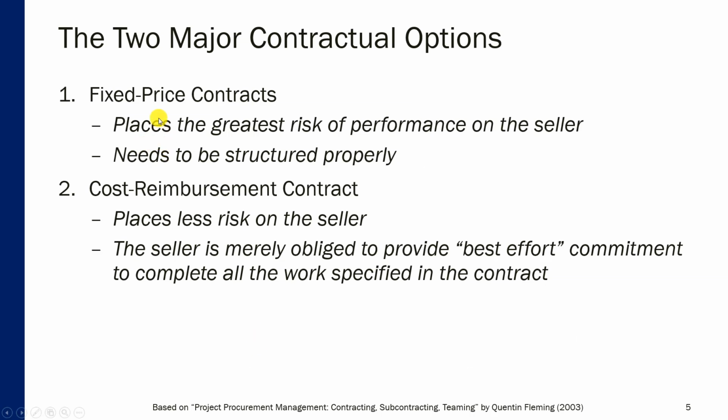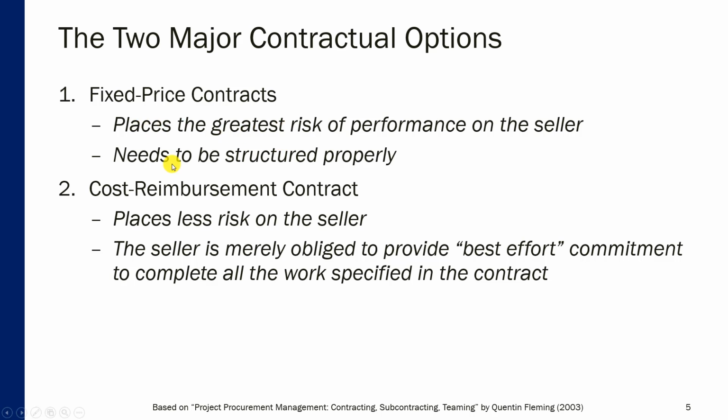So once again, all in all, there are two major contractual options or categories. We'll discuss those options in a bit more detail here, but again as a summary, and then we'll start talking about the details for fixed price contracts and cost reimbursement contracts. So fixed price contracts place greater risk of performance on the seller, because the seller will accept a particular price, and then it becomes the problem of the seller to deliver a product or service within that price.